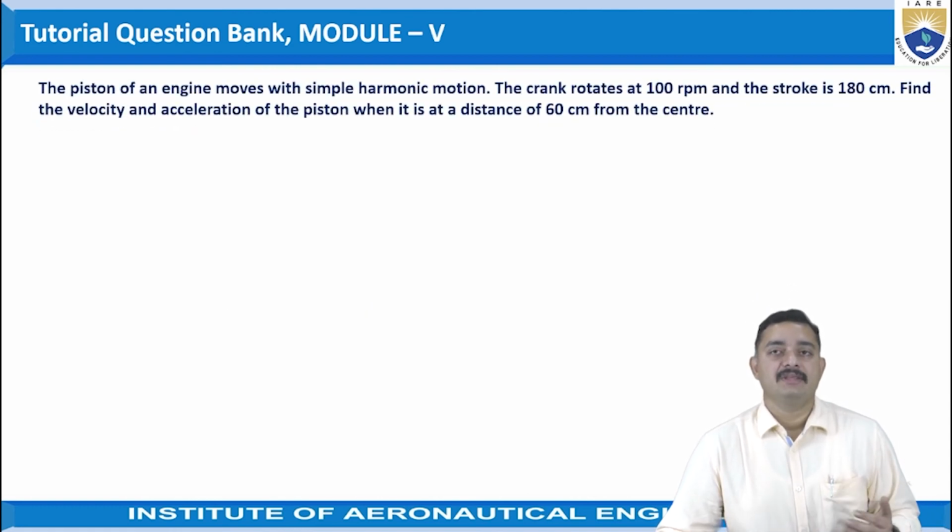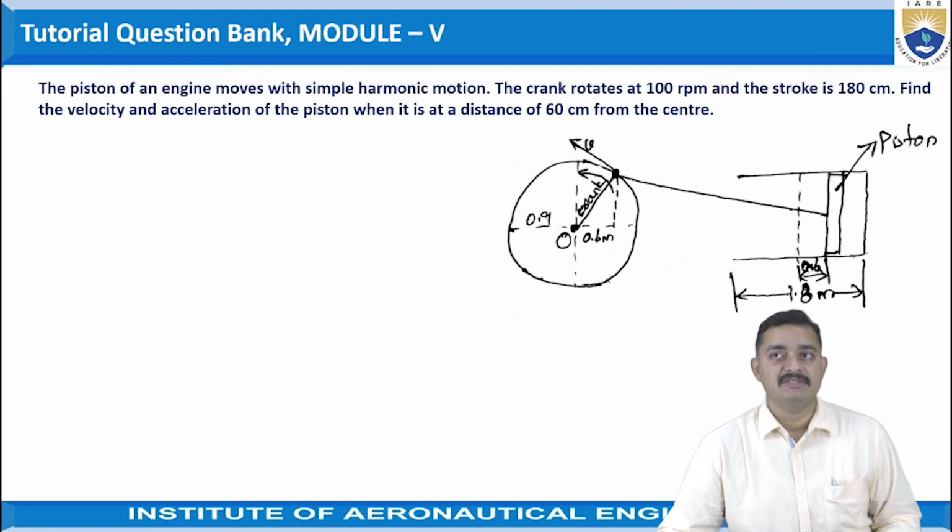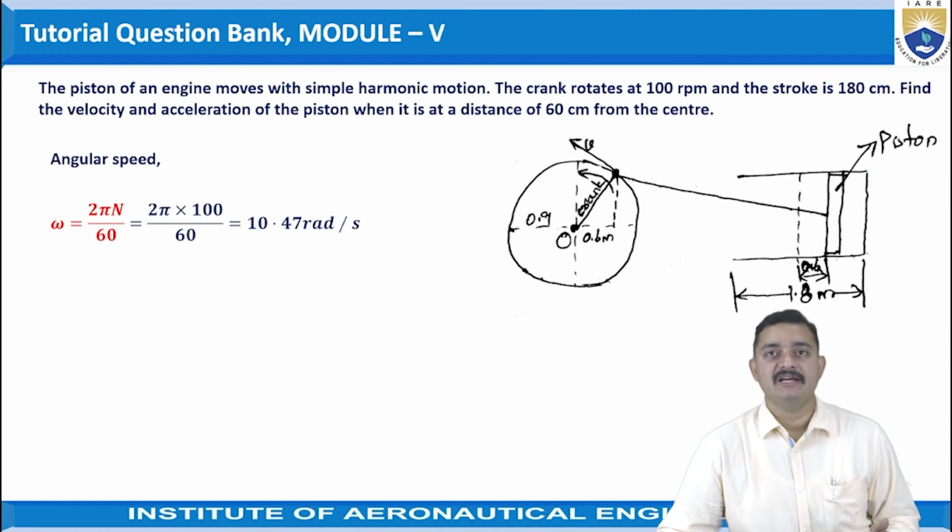Now let us go to the vibrations problems. Therein the problem given is: the piston of an engine moves with simple harmonic motion. The crank rotates at 100 rpm and the stroke is 180 centimeters. Find the velocity and acceleration of the piston when it is at a distance of 60 centimeters from the center. So from the figure you can understand the crank rotation with a radius of 0.9 meters, and the movement of the piston inside the cylinder, from top dead center to bottom dead center, is taken as 1.8 meters.